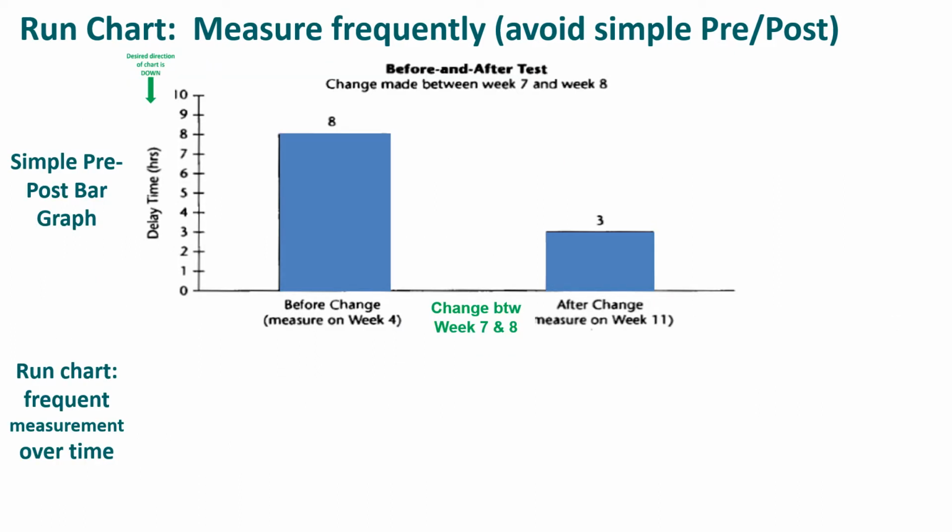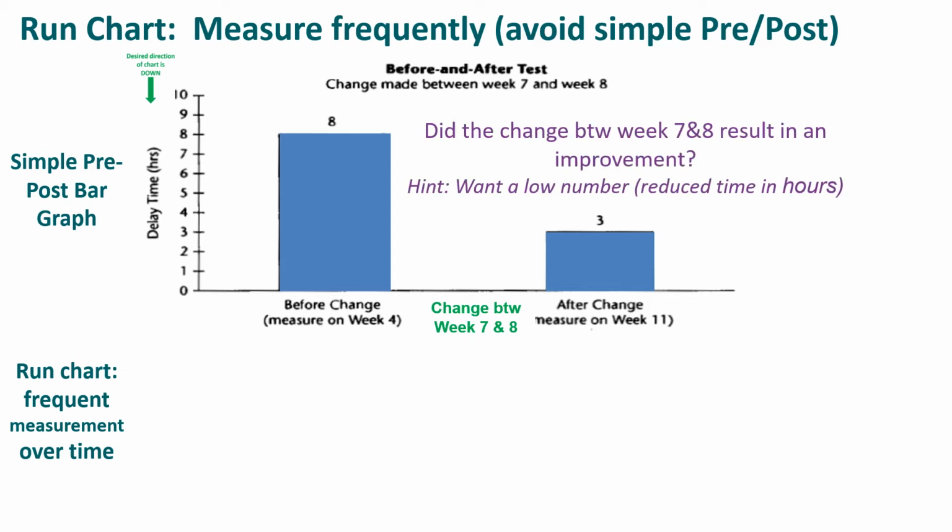So what we're going to do now is compare a pre-post bar graph to a run chart where we measured frequently over time. If you look at the bar graph, did the change between week 7 and 8 result in an improvement? In other words, we want a low rate, we want reduced time in hours. So it's gone from 8 hours, then we made a change and it's gone down to 3 hours, which we'd say was an improvement. So we'd think with this particular graph, it demonstrates improvement.